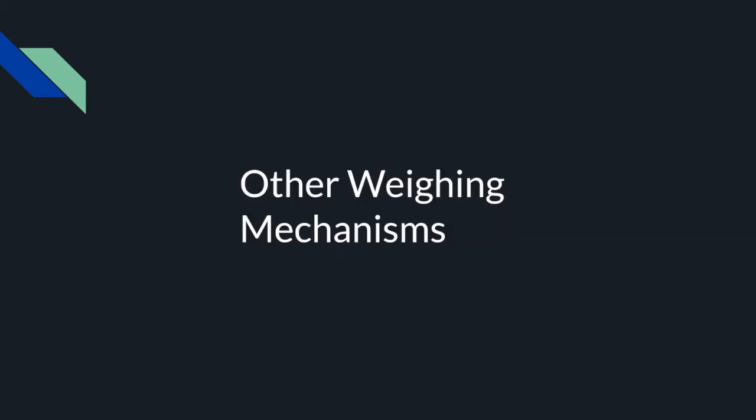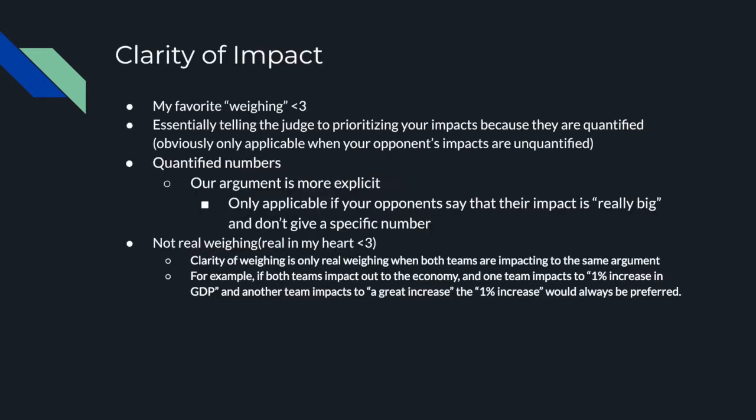Now we're going to be talking a little bit more about other weighing mechanisms. The first weighing mechanism that's going to be talked about is clarity of impact. And clarity of impact is my favorite weighing, even though it's not real weighing. And clarity of impact essentially tells the judge to prioritize your impacts because your impacts are quantified and your opponents aren't. And obviously this is only applicable when your opponent's impacts are unquantified.